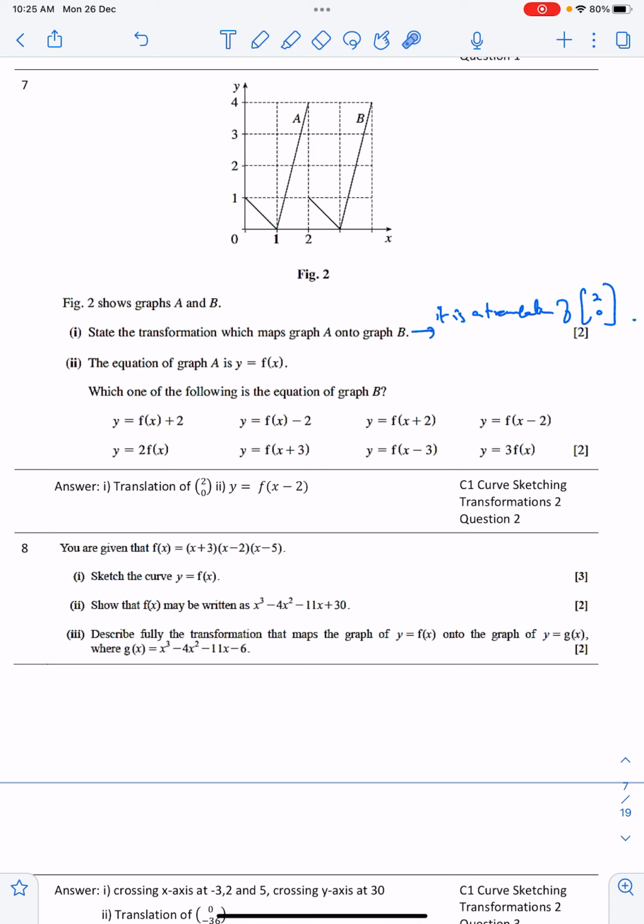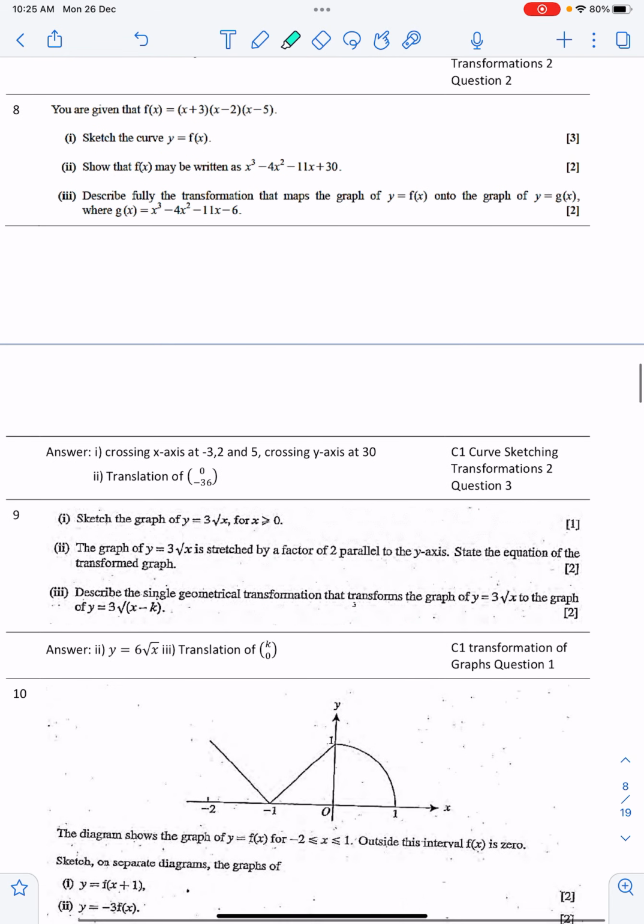Then they are saying the equation of graph A is y equals f of x. Which one of the following is the equation of graph of B? 2 units onto the right, meaning in place of x you just have to write x minus 2. So the resulting graph is going to be this one. Okay, moving on to question number 8.